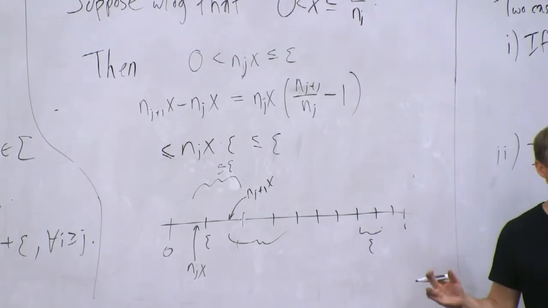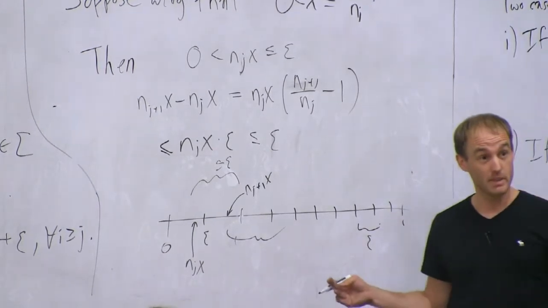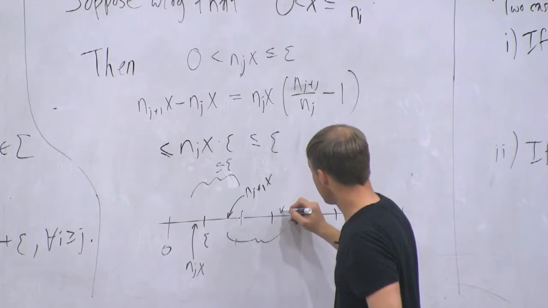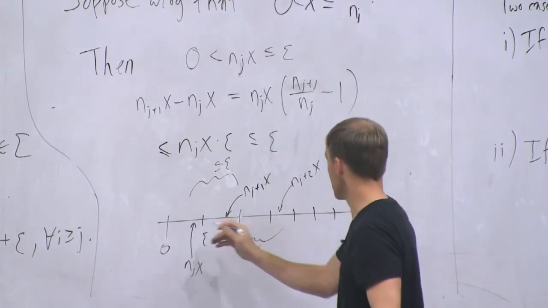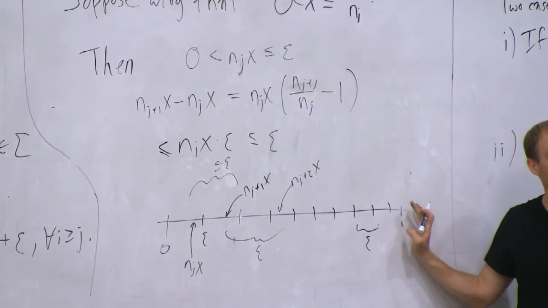So without writing a ton of symbols and stuff on the board, do you understand the argument? Can you see what's going on here? Each time you take a step from nj to nj plus 1 to nj plus 2, you move by at most epsilon on the unit interval. And that continues until you cross the finish line, and at some point you lose control.